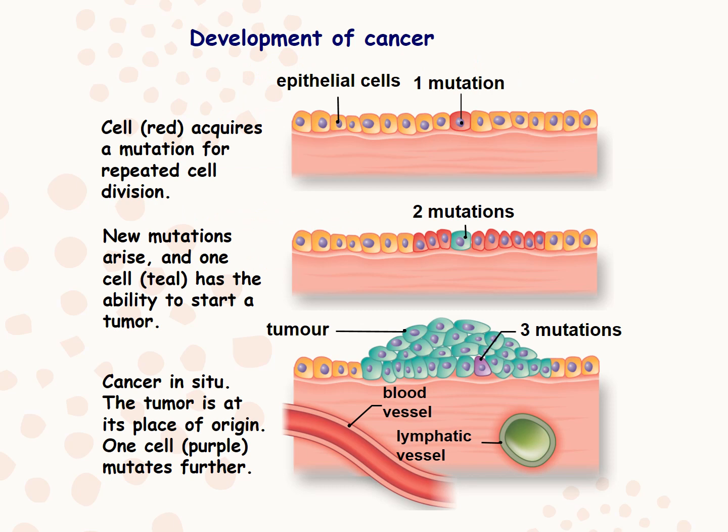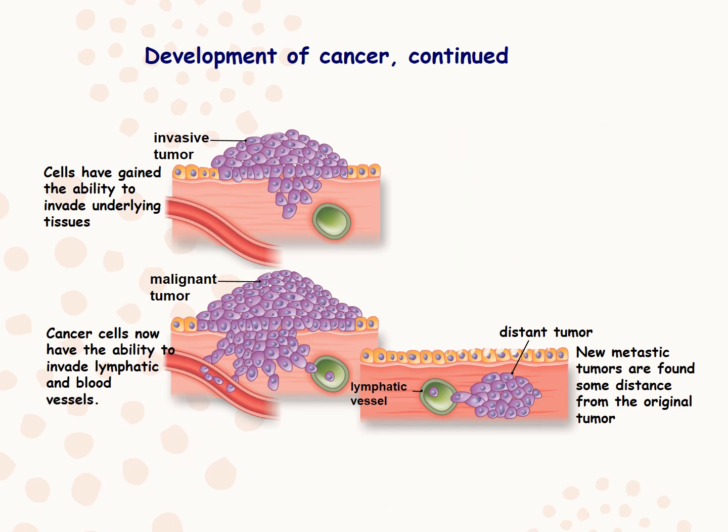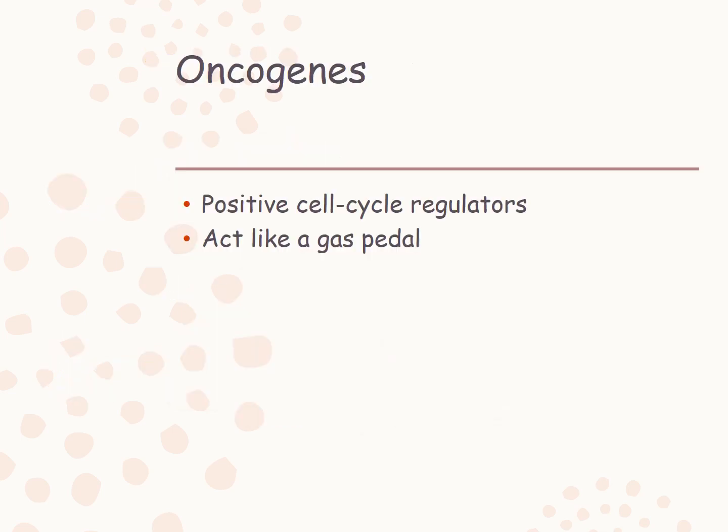The red cell has acquired a mutation for repeated cell division. As new mutations occur, we have the teal cell that has the ability to start a tumor. The tumor is now in situ, which means it's in place. We have a purple cell that now mutates further, and the purple cells have gained the ability to invade the underlying tissue. Cancer cells now have the ability to enter into lymphatic and blood vessels, travel to a new location, and start a new tumor.